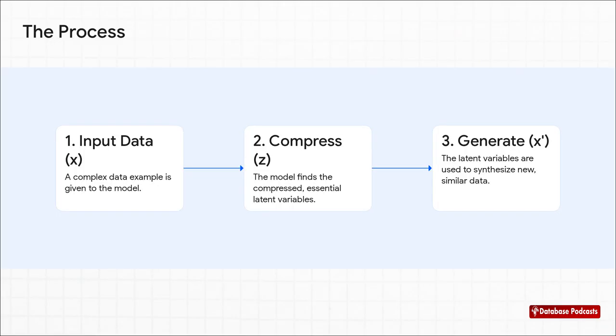Okay, so let's break down how this blueprint actually works. First, you start with your input, say a complex image. Second, the model acts like an encoder, compressing that image way down to its core latent variables. That's the blueprint. And third, and this is the really creative part, another part of the model acts as a decoder, and it uses that compact blueprint to generate a brand new image from scratch. That compression step is absolutely crucial. It forces the model to ignore all the noise and learn only what truly matters.